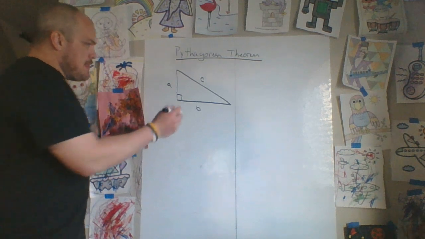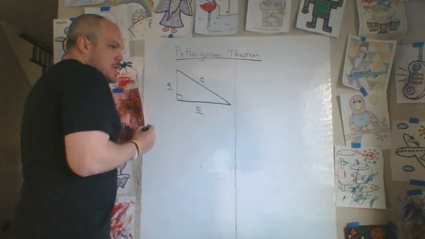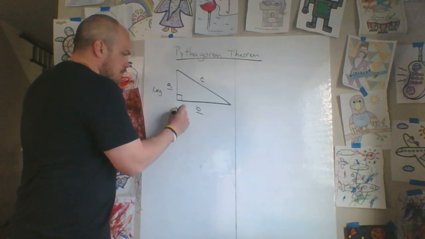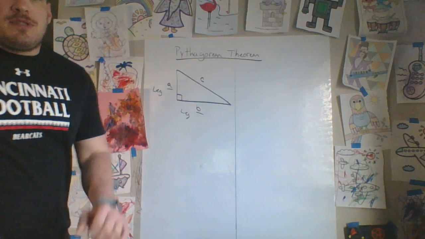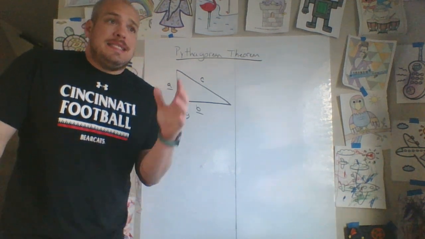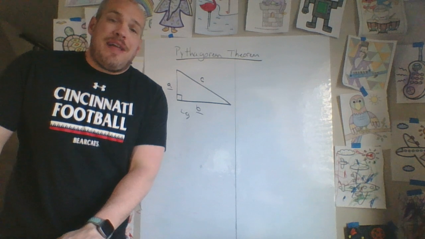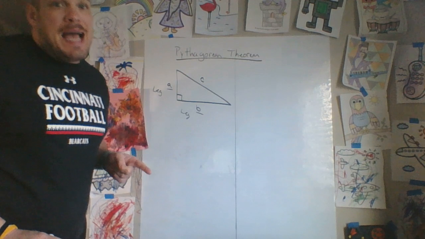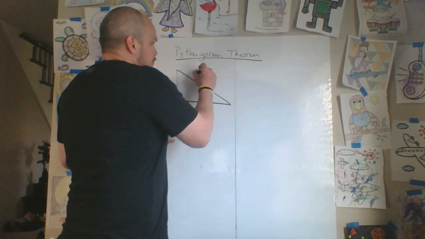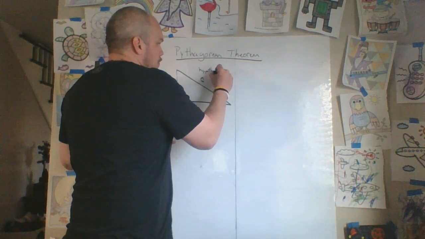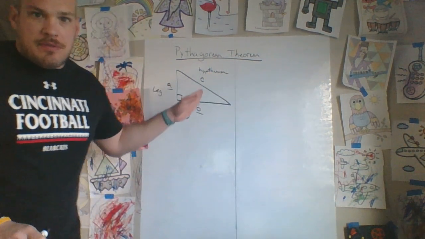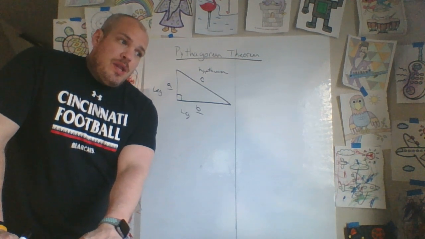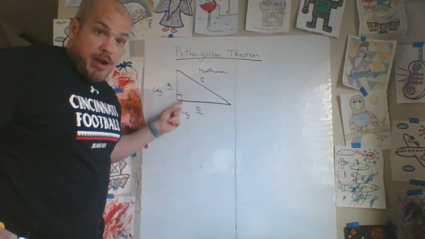Now, A and B, it doesn't matter what order you put A and B, they're considered legs. The reason why we consider them legs is they're not across from the right angle. They're not the longest side. They're smaller sides. Our longest side is C, the hypotenuse. Had to think about spelling that one, but I think I got it right. The hypotenuse is always directly across from the right angle.